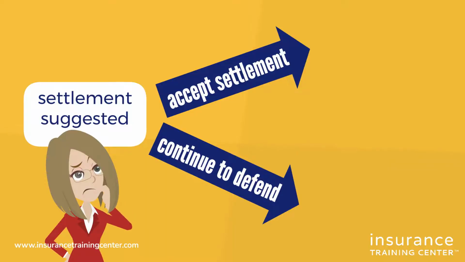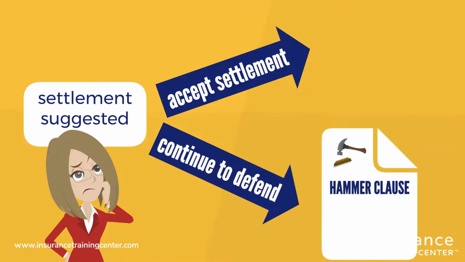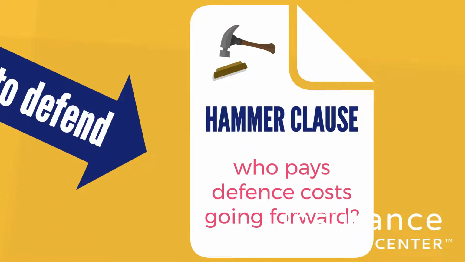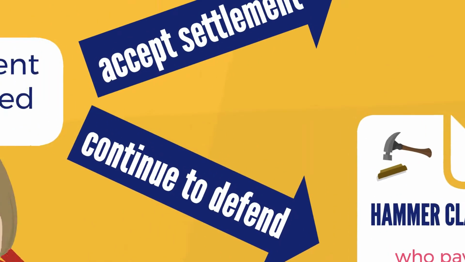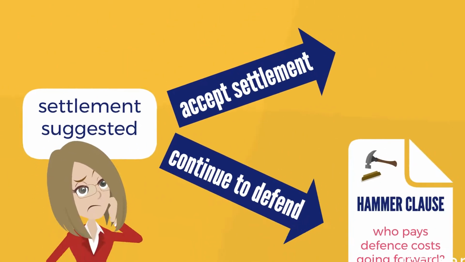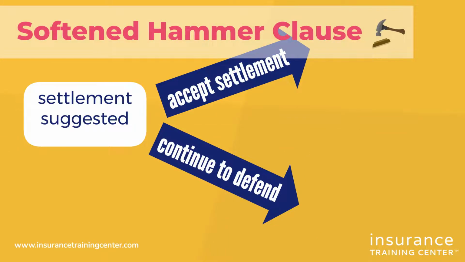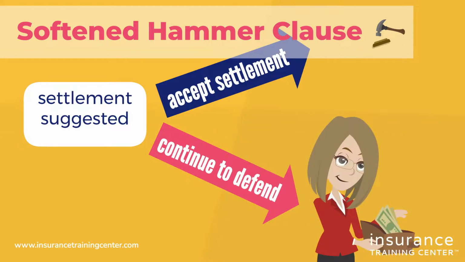The hammer clause provision in ABC Limited's EPLI policy stipulates how ABC will contribute to funding the defense if they choose to continue to defend, rather than accepting the settlement the insurer recommended they take. That may mean that they would have to shoulder all additional expenses going forward, both defense and settlement. If their policy has what's called a softened hammer clause, ABC Limited could either accept the settlement as recommended by their insurer or move forward with defending the lawsuit knowing they might have to absorb a portion of the costs.